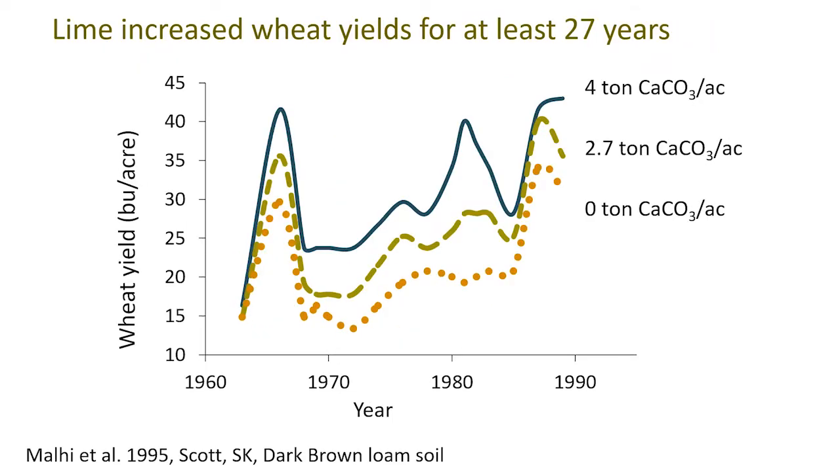How did that lime affect yields? Well, the 4 ton calcium carbonate per acre always grew more than the 2.7 ton per acre, which always grew more than the 0 ton. And some of these yield increases are dramatic, meaning on the order of 10 to 20 bushels per acre more in some years than the control.